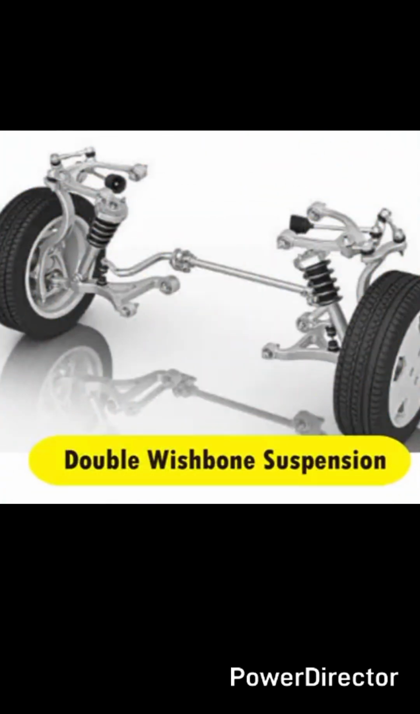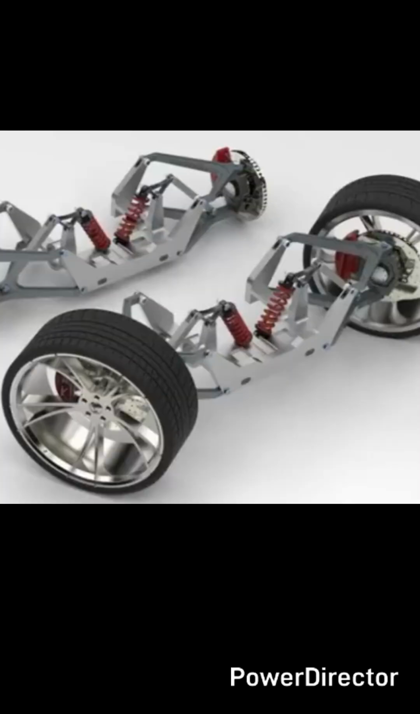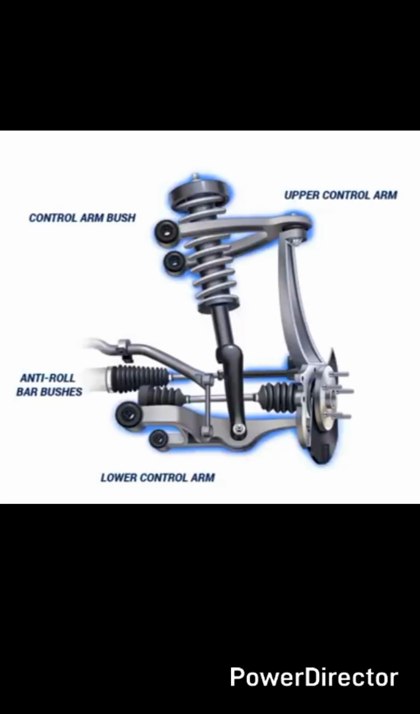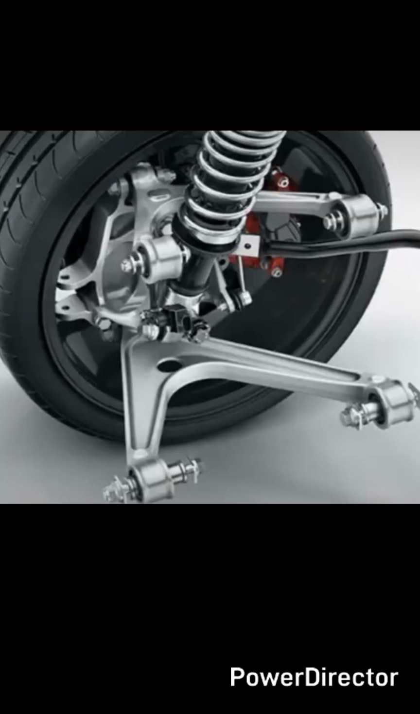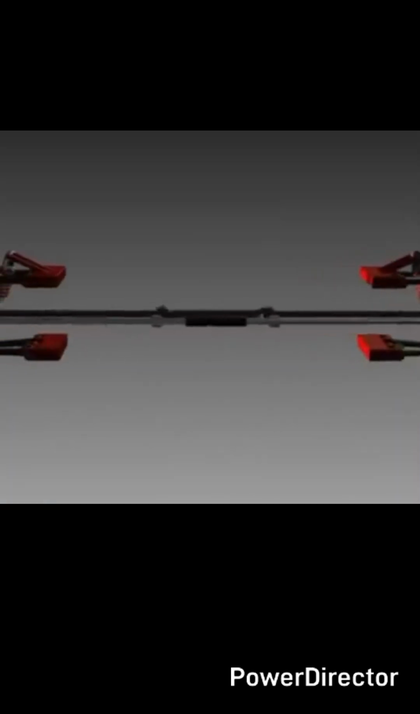Double wishbone suspension system. In this system, the wheel is mounted on the wheel hub. The wheel hub is provided with two links, that is, an upper link and a lower link. Both the links are pivoted with the frame of the vehicle. A shock absorber is also placed between the frame and the lower link, which consists of a flexible joint.